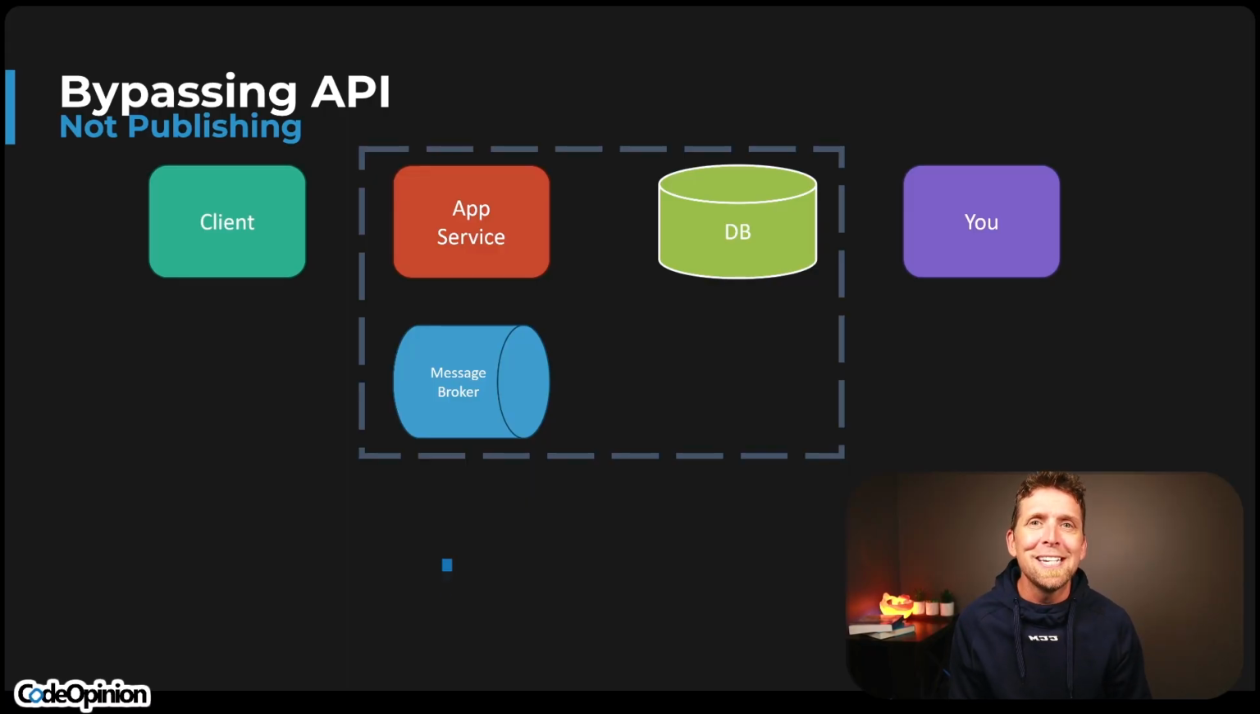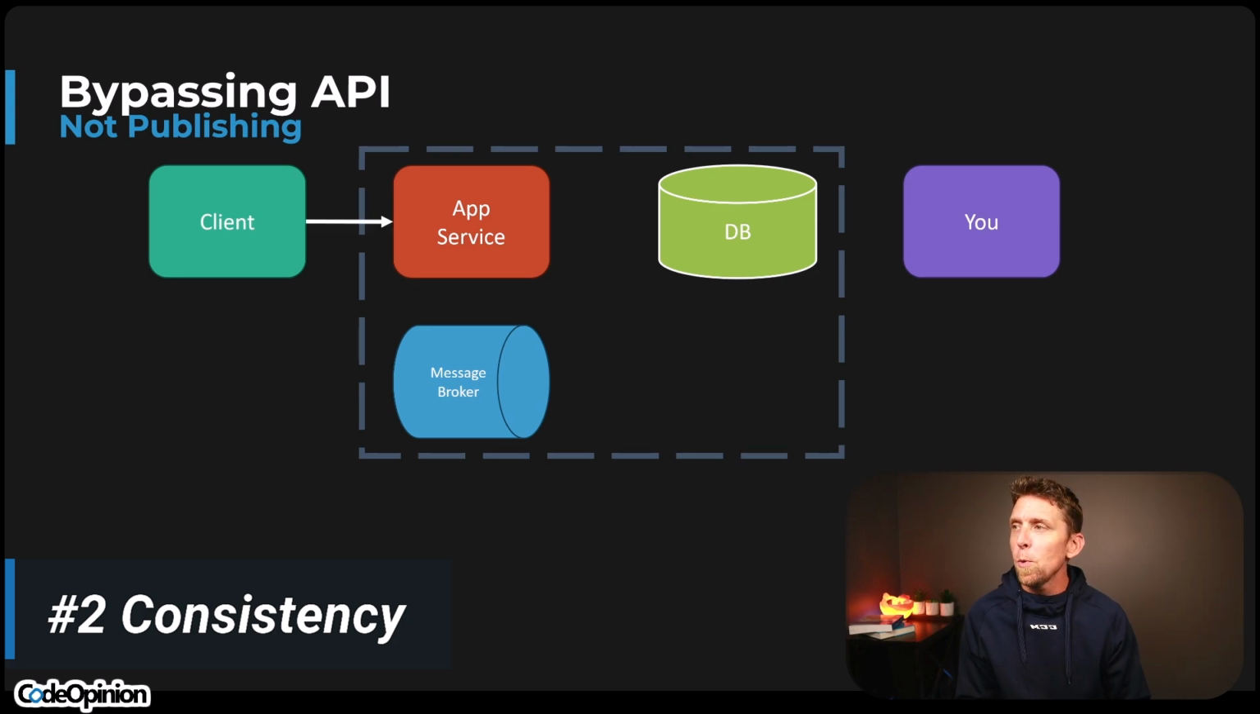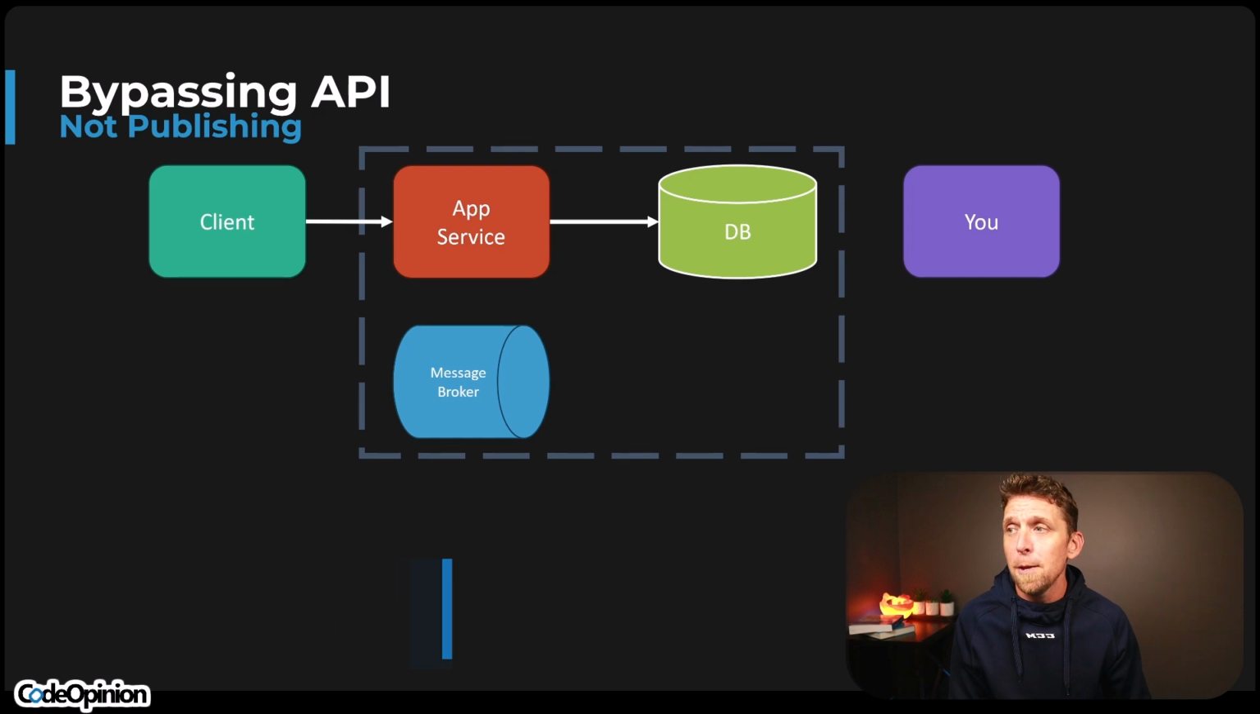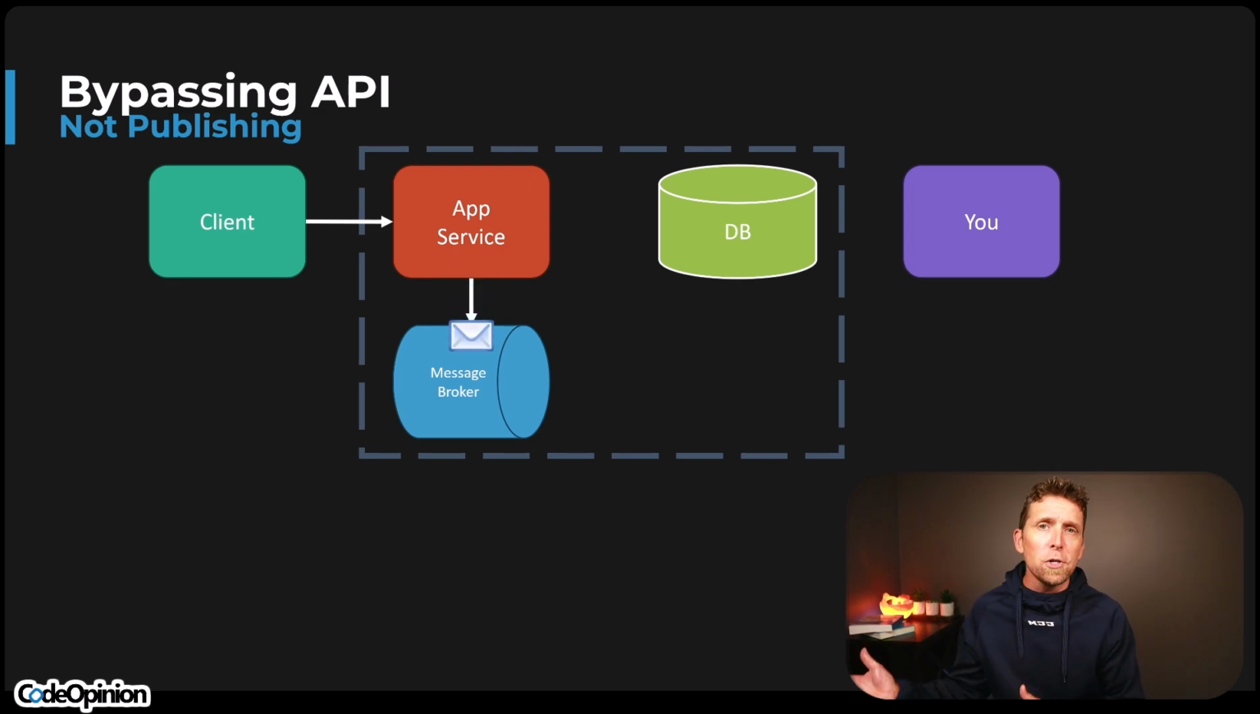Another major issue is consistency. For example, we have a client make a request to our app service. We make some type of state change to our database because some action was performed, and then we publish an event to notify other consumers that that action actually happened. Great, because then other consumers pick up their workflows like I mentioned before.